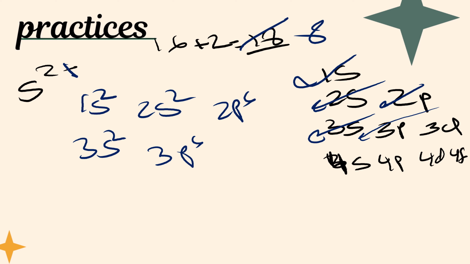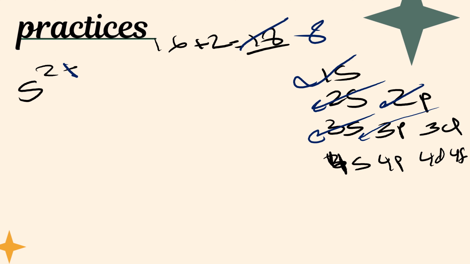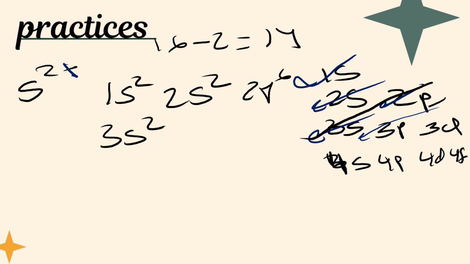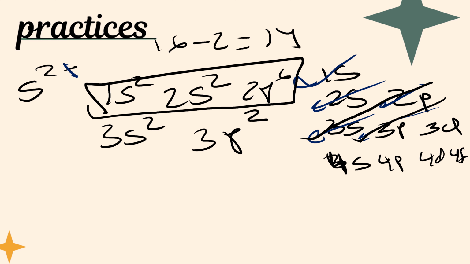Let's say S plus 2. Sulfur already has 16 electrons, and we want to remove 2 from the 16, which gives us 14. So it will be 1s2, 2s2, 2p6, and we're left with 4 electrons: 3s2, 3p2. The core electrons will be the first ones, and the valence electrons would be this, which is 4 valence electrons.